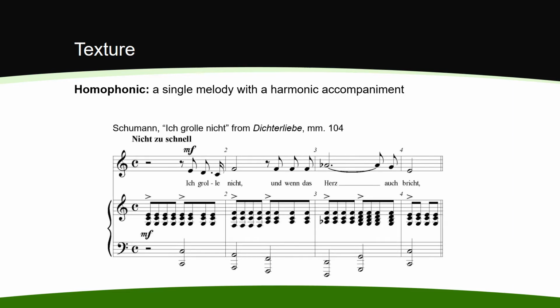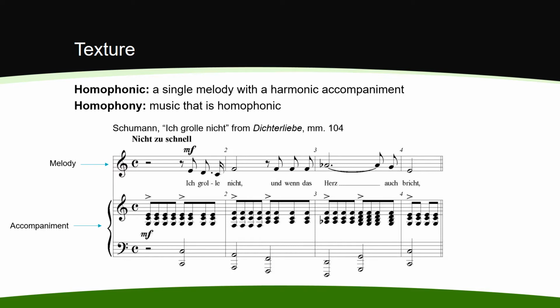The final texture type is called homophonic. Homophonic music consists of a single melody with a harmonic accompaniment. It is the most common texture type in Western music. Homophonic music is referred to as homophony.